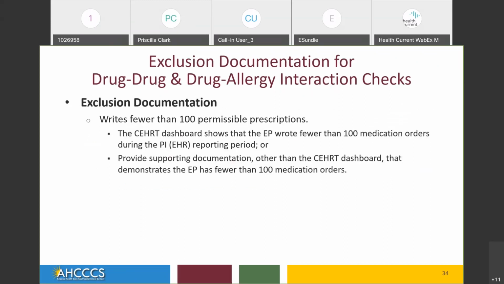Okay. What type of exclusion documentation is required? There are two different options when an EP writes fewer than 100 medication orders. The EP can either submit the CERT dashboard, which shows the EP wrote fewer than 100 medication orders during the PI reporting period, or the EP can provide supporting documentation other than the CERT dashboard that demonstrates the EP has fewer than 100 medication orders.